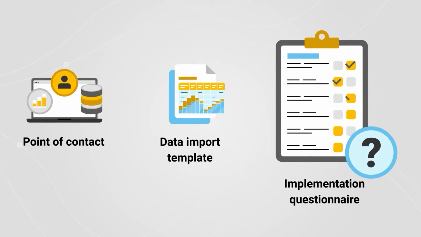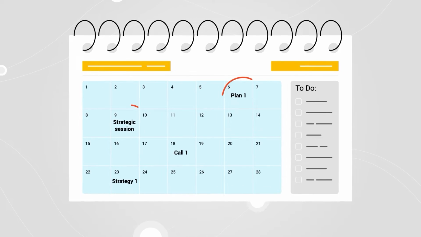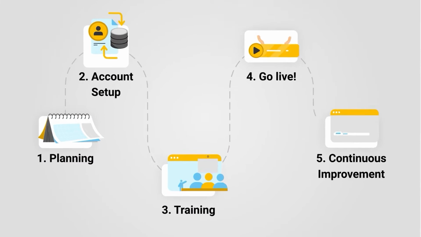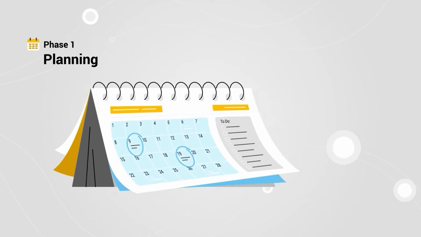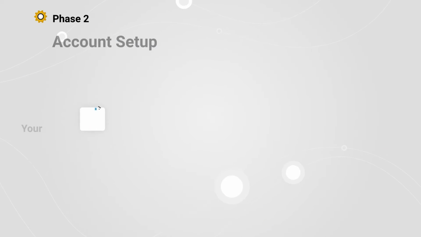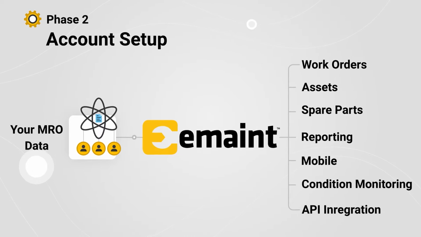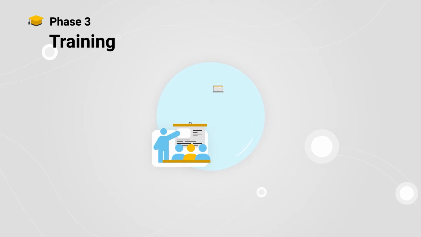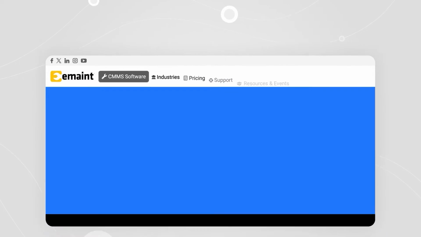Fill out the implementation questionnaire. We'll set up planning sessions and a welcome call to kick off your implementation and then present you with our roadmap to implementation success. Our implementation process begins with planning. Then we'll import your data, analyze how your MRO team works, and configure an eMaint account tailored to your needs. Once we've tested your account, you can schedule on-site or remote training to get you up and running. You're then ready to go live.